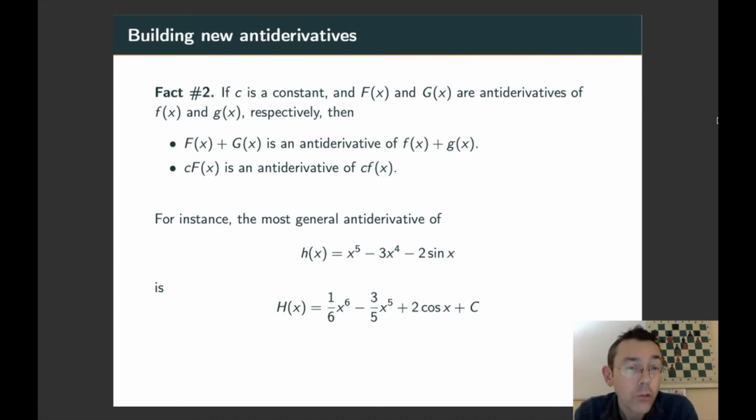You can always check your work with an antiderivative by differentiating. Big H prime should be little h. So I run through big H, taking the derivative of each piece. I see that I get x to the fifth minus 3x to the fourth minus 2 sine of x. So I did the problem correctly.